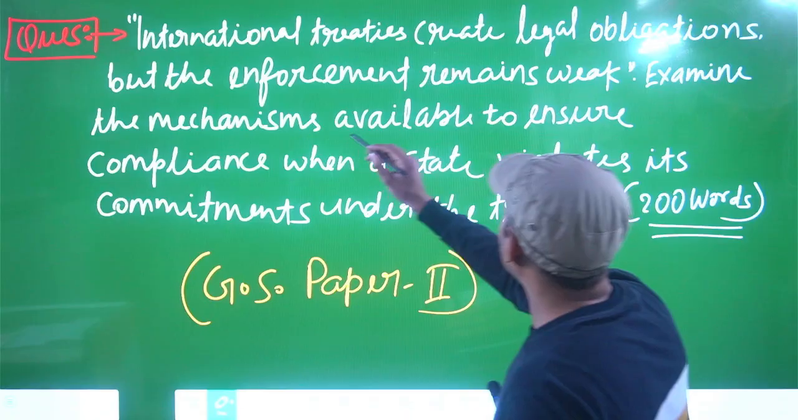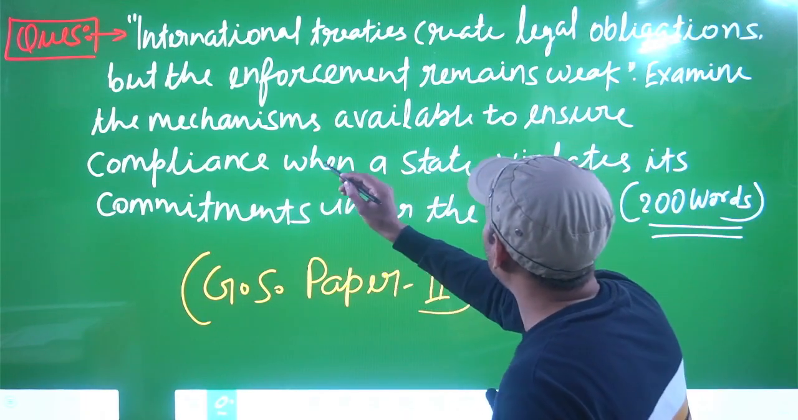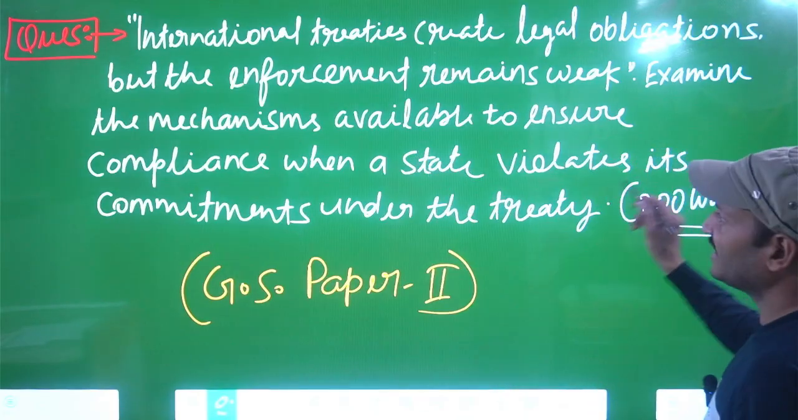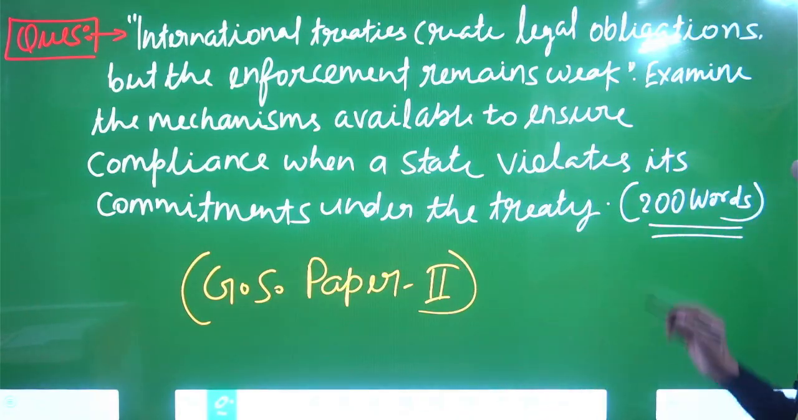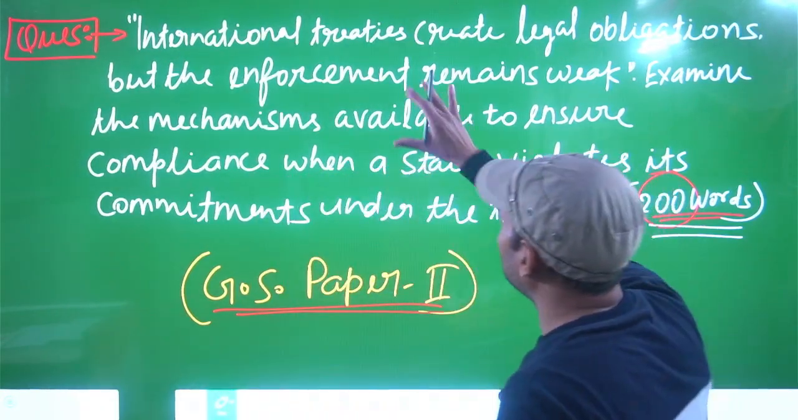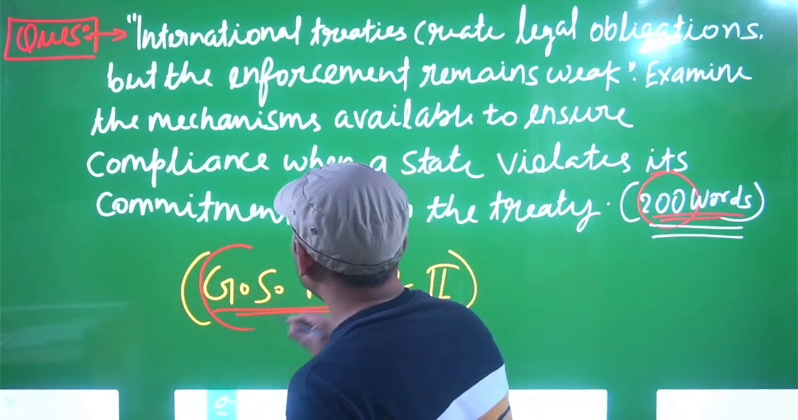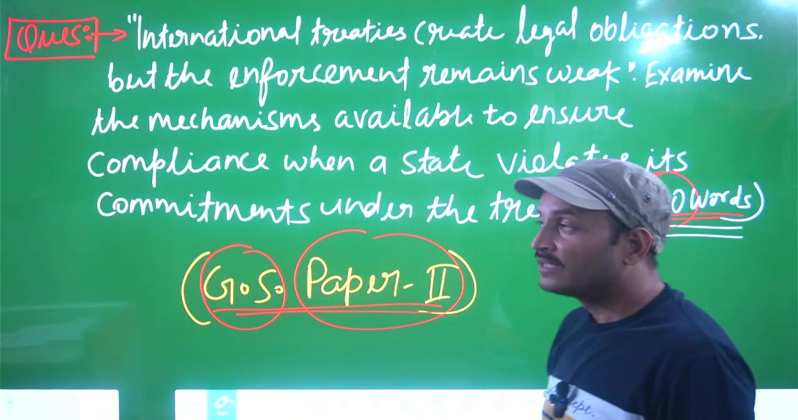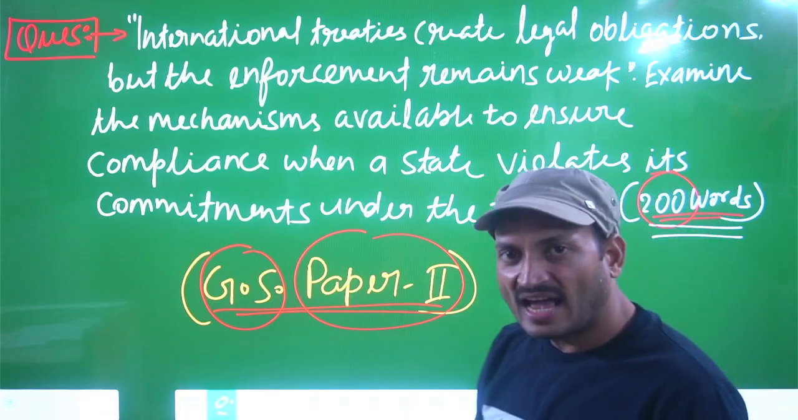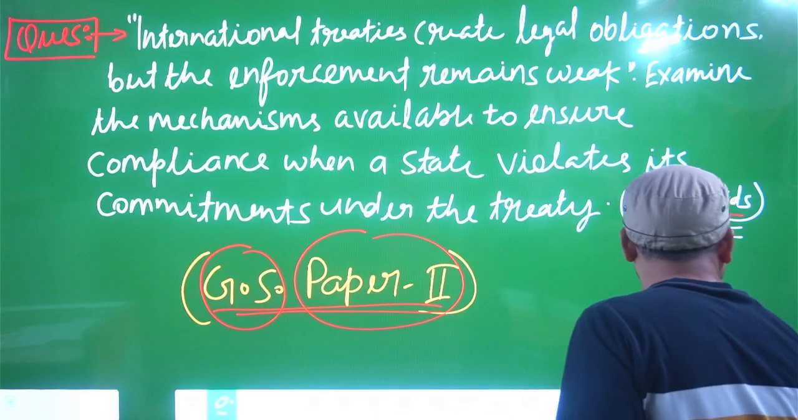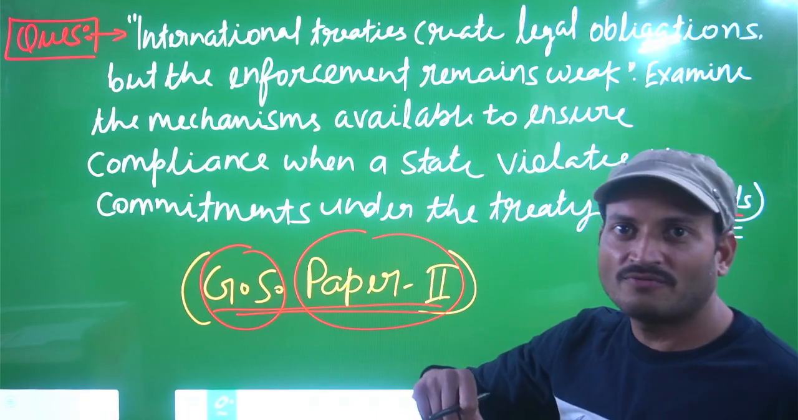Examine the mechanisms available to ensure compliance when a state, meaning a party country to the treaty, violates its commitments under the treaty. You have to write down the answer in 200 words. It is also important to tell you that this question belongs to GS paper 2 of the civil services, IAS and PCS exam. So this is a question for you, and you have to write down the answer in 200 words, and then drop your answer in the comment section below for the open review.